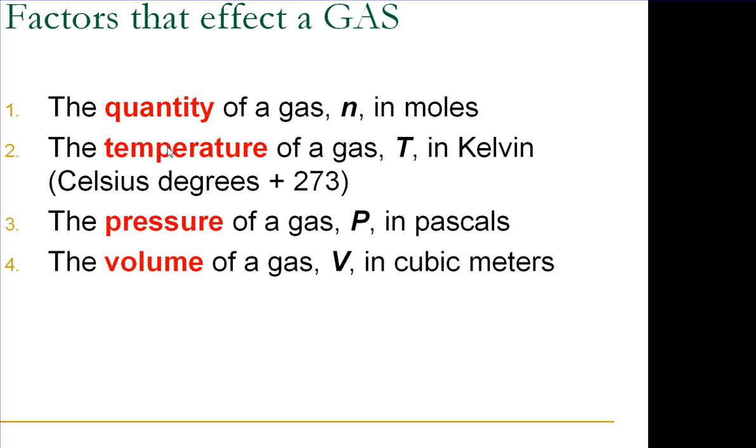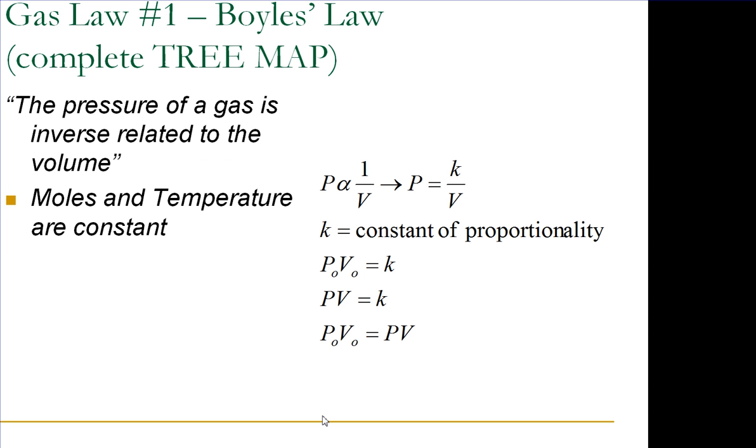Now let's look at the factors that affect any gas. It's the quantity of gas, or n in moles, and the temperature in Kelvin. Remember, we always have to convert from Celsius to Kelvin, and Kelvin is C plus 273. Then the pressure in pascals, and the volume in cubic meters.